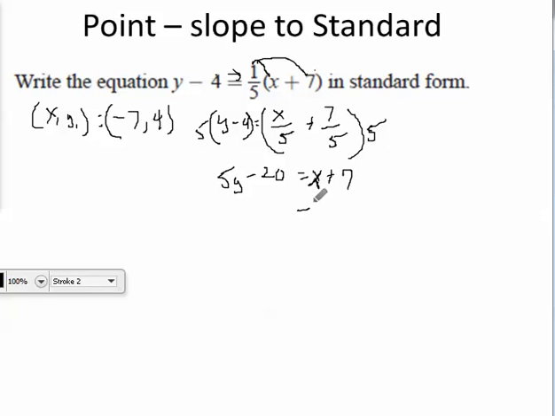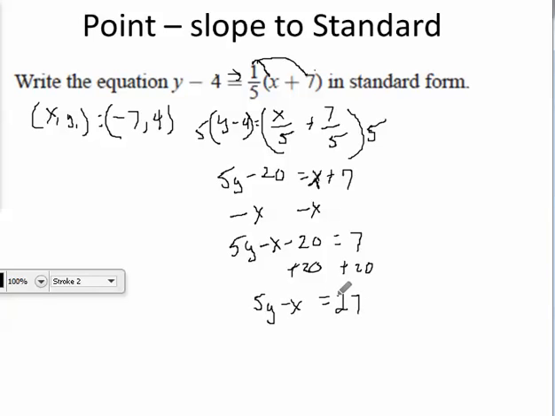Well, what I'm going to do now is subtract the x from this side because I want it to be on the other side of my equation here. So I'm going to get 5y minus x minus 20 equals 7. I'm going to add 20 to both sides of the equation. And I'm going to get 5y minus x equals 27. Now I'm going to pull that commutative property on this other side over here because I want the x in the front. So I'm going to get minus x plus 5y equals 27. There it is, standard form.